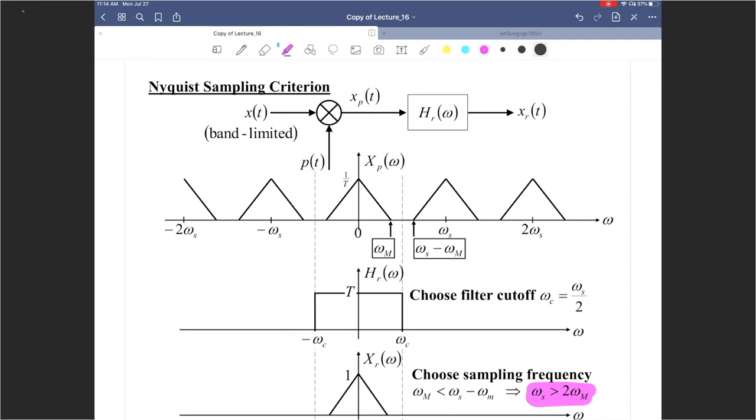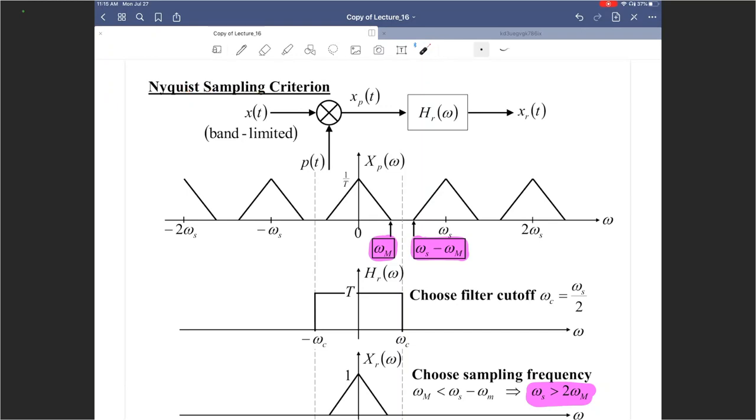The whole idea is these two points need to touch each other or be disjoint. If they touch each other, then that's the limiting case. That's when omega s equals 2 omega m. That's called Nyquist rate sampling. But if omega s is greater than 2 omega m, then we are oversampling. And if omega s is less than 2 omega m, then we are undersampling. And when we do undersampling, we will not be able to reconstruct the signal with the set of samples that we have chosen. Now, let's go back to this.